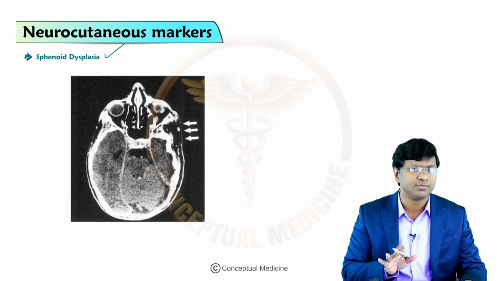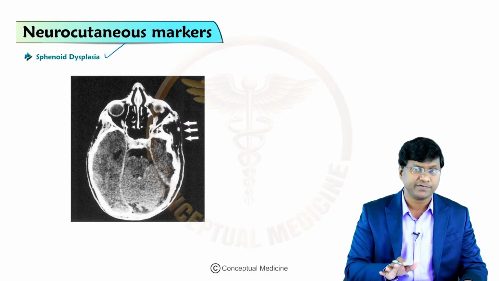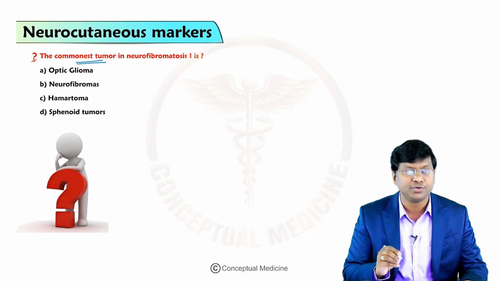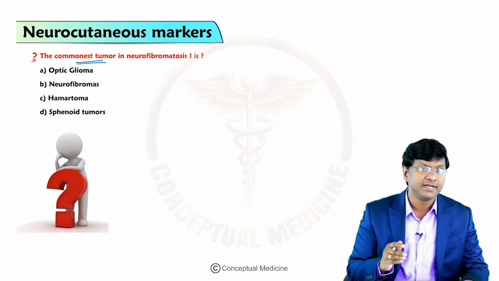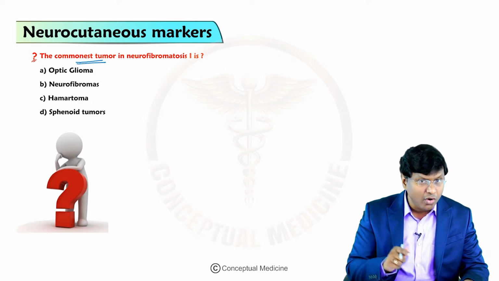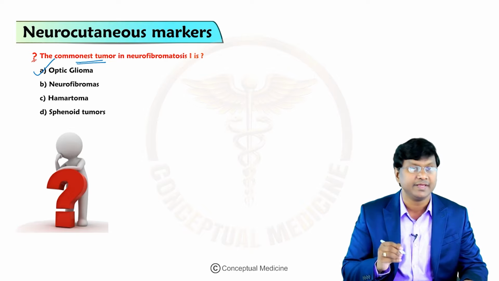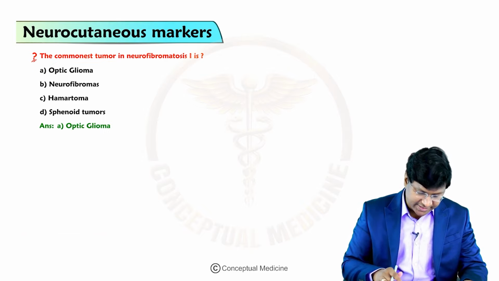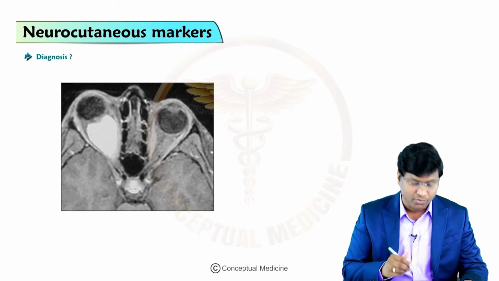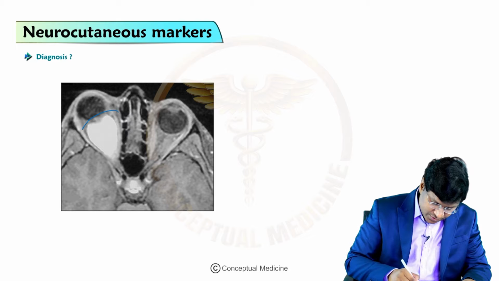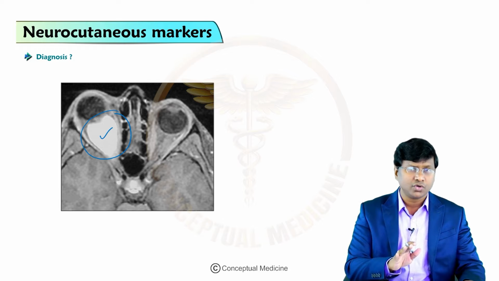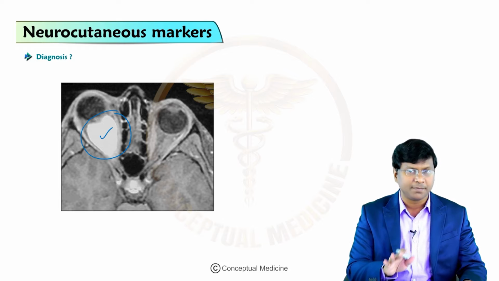Now, after having discussed the various manifestations in neurofibromatosis type 1, you see this question. The commonest tumor in neurofibromatosis type 1 is optic glioma, neurofibromas, hamartoma, sphenoid tumors. Let me tell you, among all these, the commonest tumor will be the optic glioma, right? So you can see this image here. This particular MR imaging is suggestive of the optic glioma. So this is your optic glioma. Now, having said this, the commonest tumor in neurofibromatosis type 1 is optic glioma.